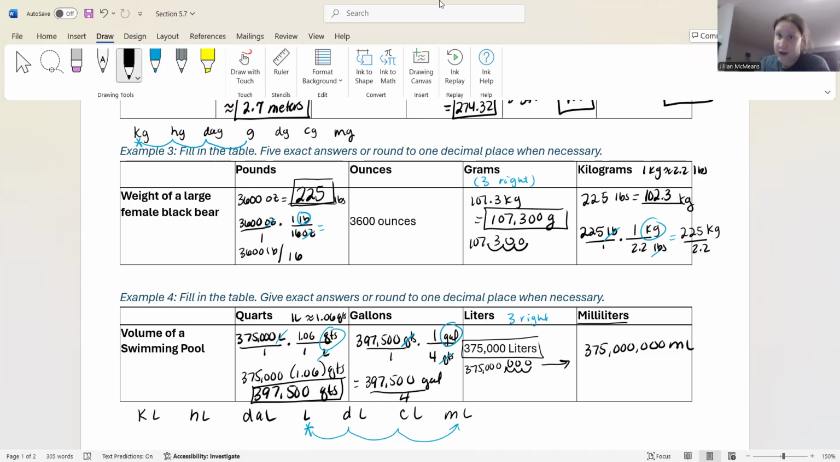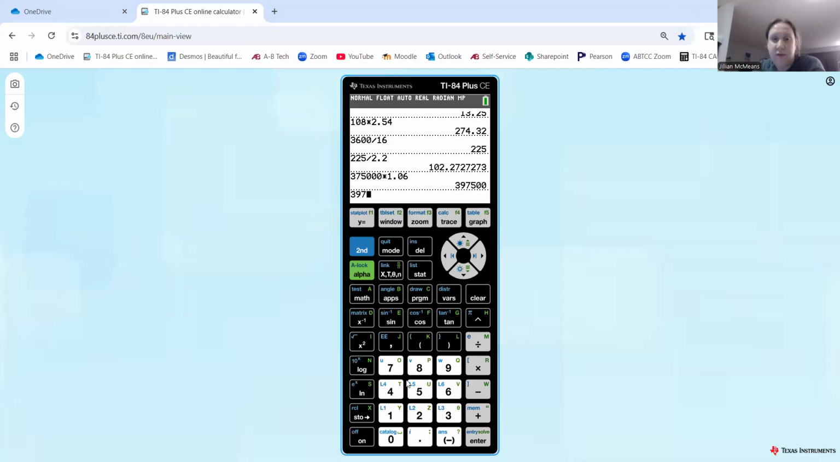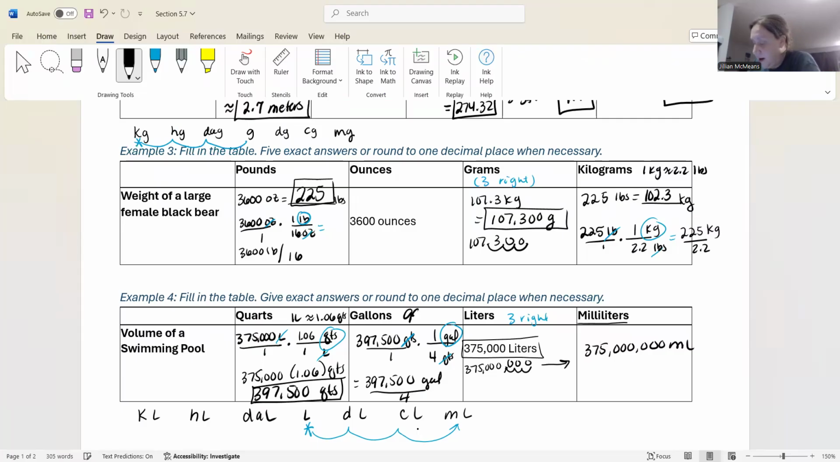So we're for sure going to let the calculator do this one again. And let's see how many gallons we have. So we have 397,500 divided by 4. We get 99,375. Okay, so I'm going to write it up here. 99,375 gallons. And that's our final answer.